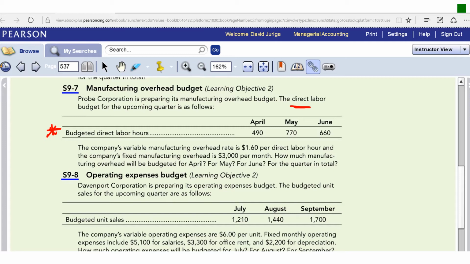And then they tell you down here what their variable rate is. It's $1.60 per direct labor hour. They also tell you that your fixed overhead is $3,000 per month, and then they want you to do your budgeted overhead for the months of April, May, June, and then again to summarize it for the quarter.